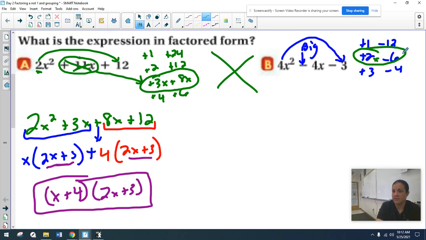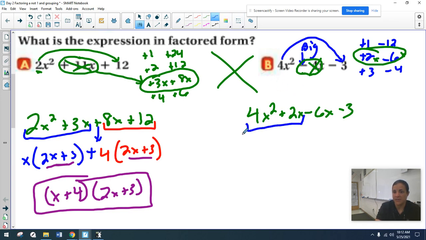So I'm going to throw the x's back in there. And then I'm going to replace this with those. So I've got 4x squared. And then instead of this, I'm putting in plus 2x minus 6x. And then minus 3. And then I can do my grouping. So my GCF here is 2x. If I divide by 2x, I'm left with this.